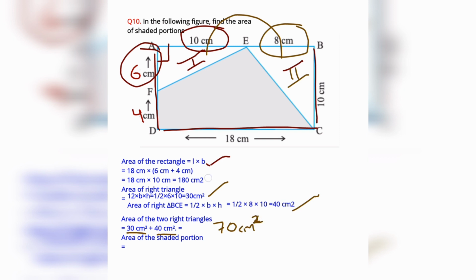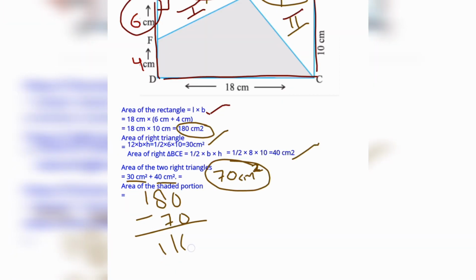अब हम शेडेड पोर्शन का एरिया निकालेंगे. कैसे, ये जो रेक्टेंगल का एरिया है 180 माइनस इसमें से ट्राइंगल्स के एरिया को सब्ट्रैक्ट कर देंगे. सो 110 सेंटीमीटर स्क्वायर is the area of shaded portion. Now let's move on to the second part of this question.